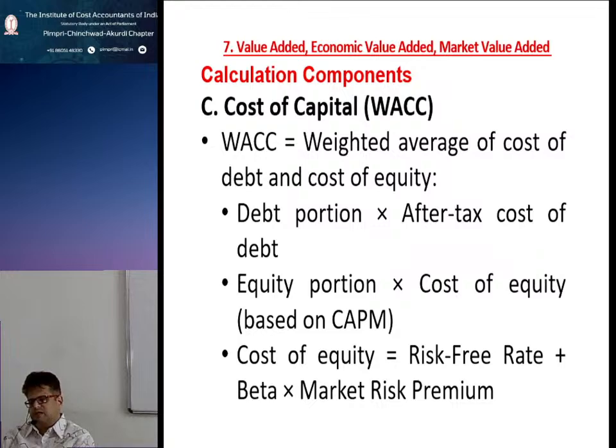Then comes the concept of cost of capital, which is an important component of the calculation of EVA. Cost of capital is also called WACC, the weighted average cost of debt and cost of equity. That is, debt portion into after-tax cost of debt, plus equity portion into cost of equity based on the capital asset pricing model, CAPM. Thus, cost of equity is equal to risk-free rate plus beta into market risk premium.